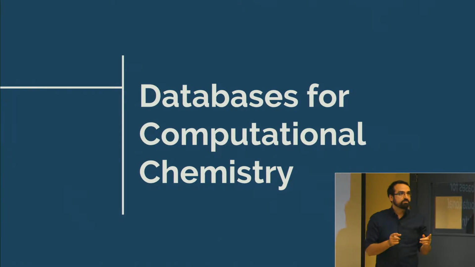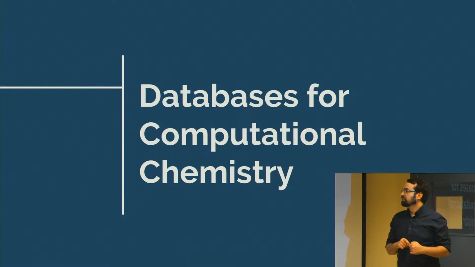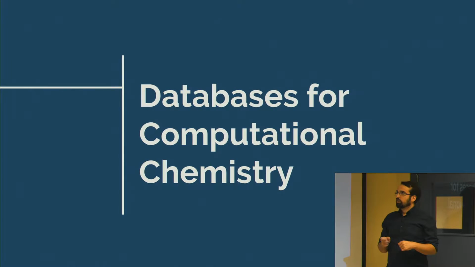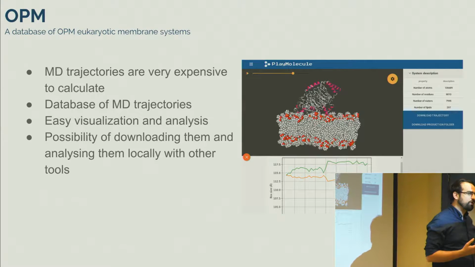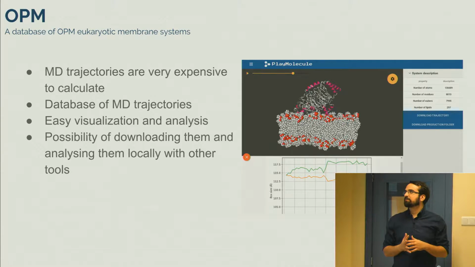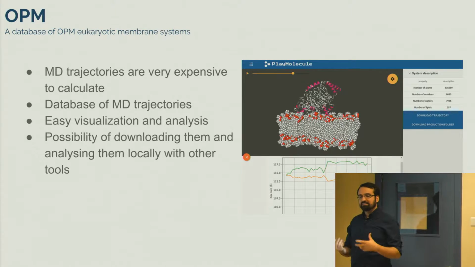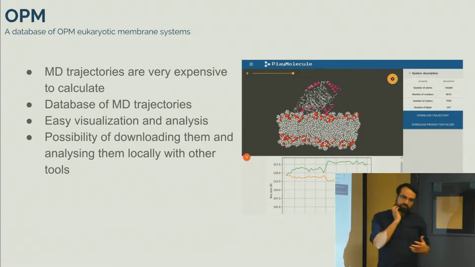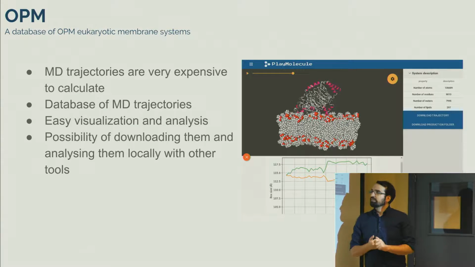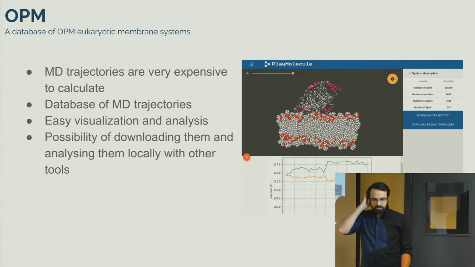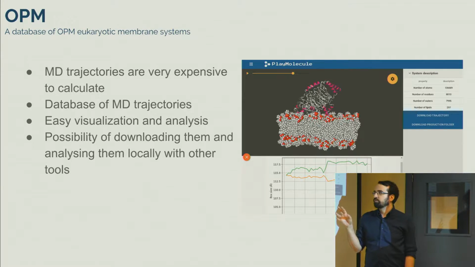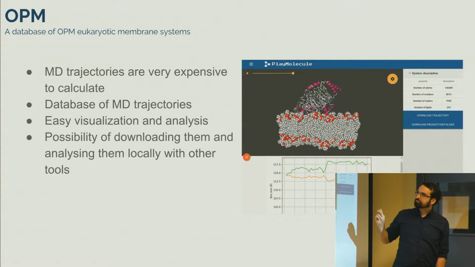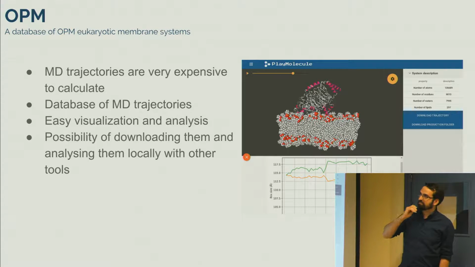And a final piece of PlayMolecule is just databases for computational chemistry. One thing that we noticed as well is that PlayMolecule has the potential, as well as many other websites that have existed in the past, to be an easy platform, an easy interface to interact with databases as well. So we did these simulations to test our tools on many systems of proteins in membranes, which is actually from a database called OPM, a database for eukaryotic membrane systems.